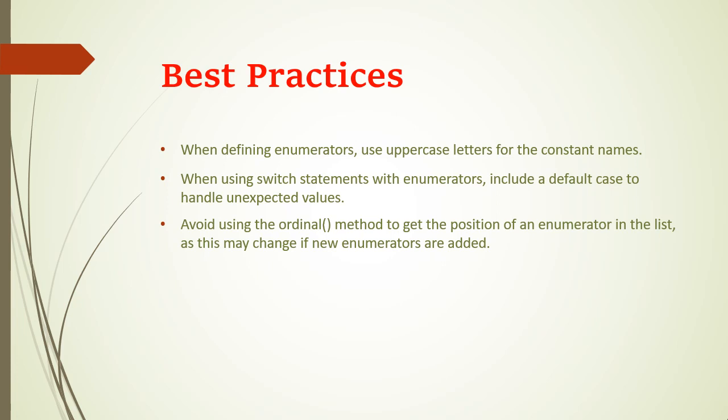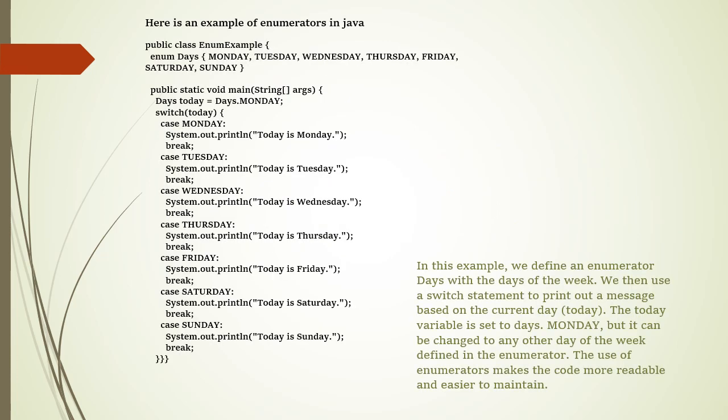The ordinal method is going to basically give you the position of the enumerator constant in the enum class. So that is the constant position in that enum class. It is better not to use that method because it may change if new constants or enumerators are being added here. So these are the best practices that can be followed. Then we can consider the example here.